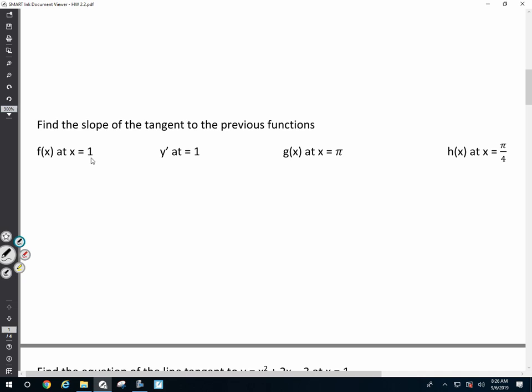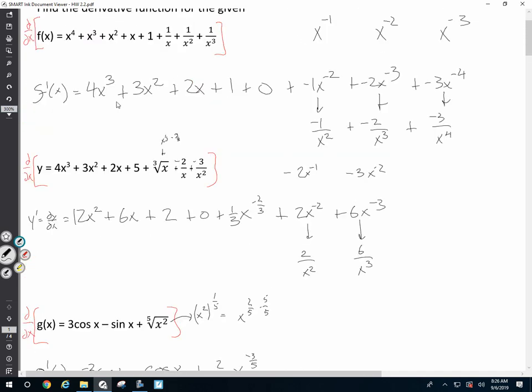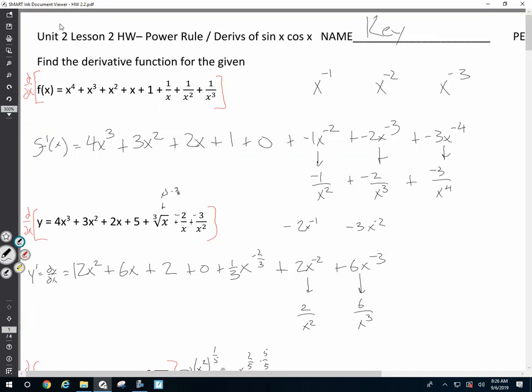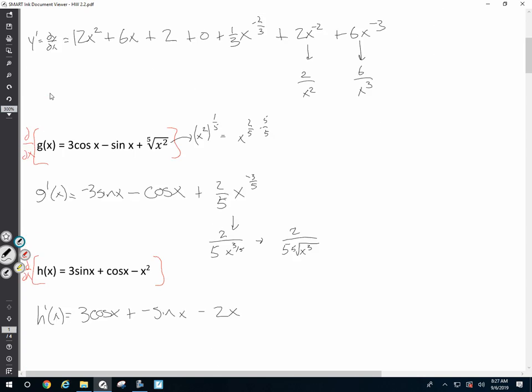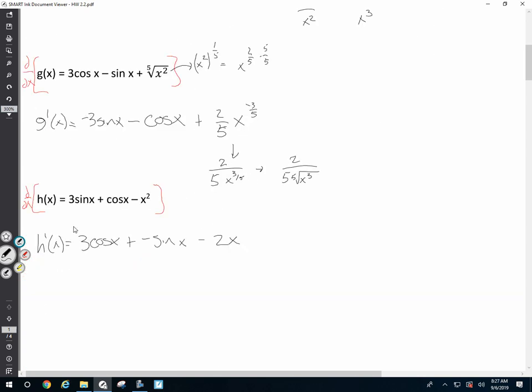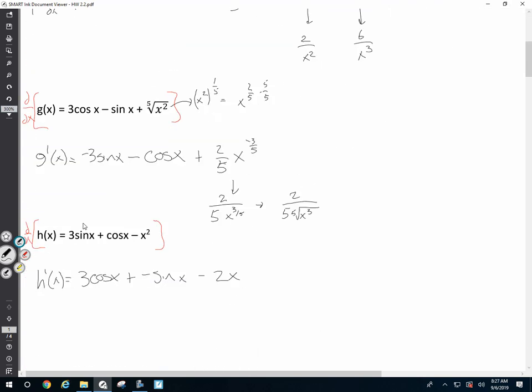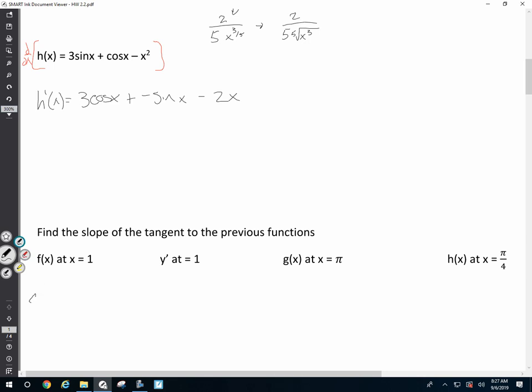All right, well, this is easy because we have tangent slope generators. This is a tangent slope generator for f. This is a tangent slope generator for y. This is a tangent slope generator for g. It's a tangent slope generator for h. So let's start with f prime at 1.